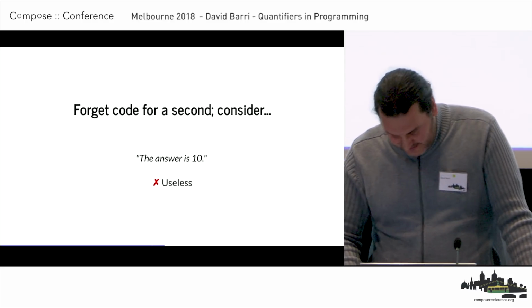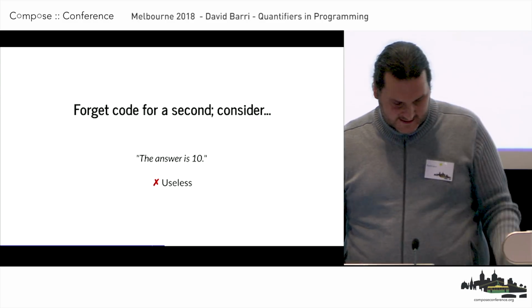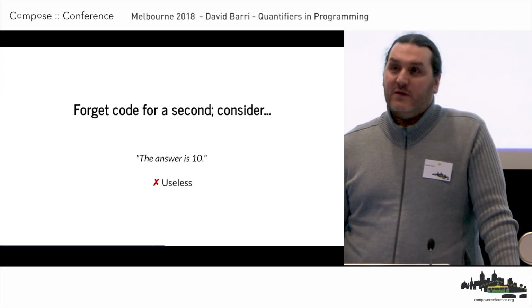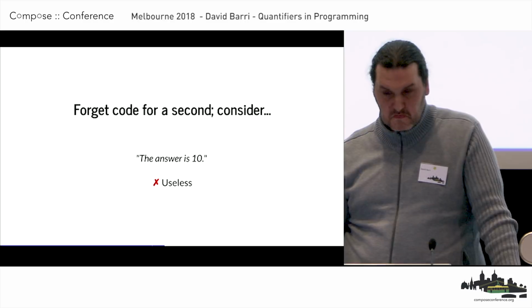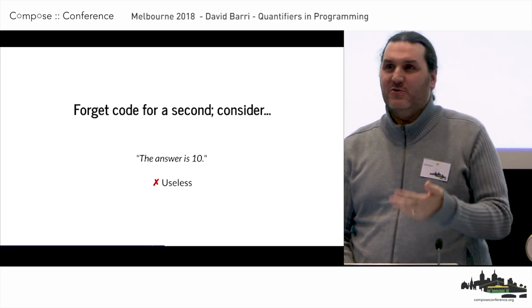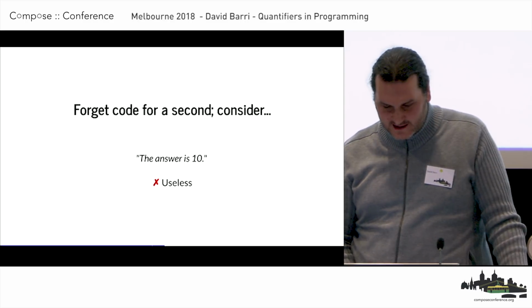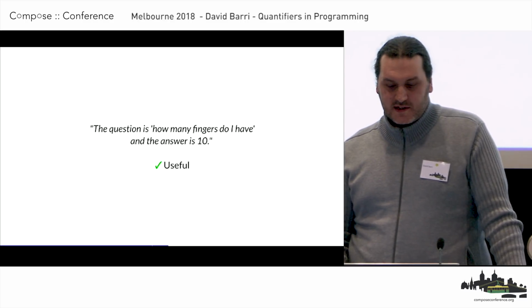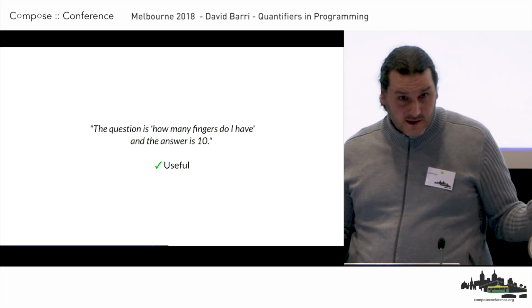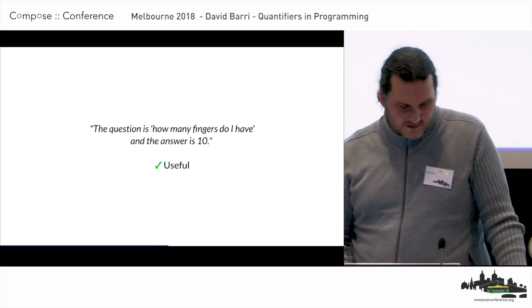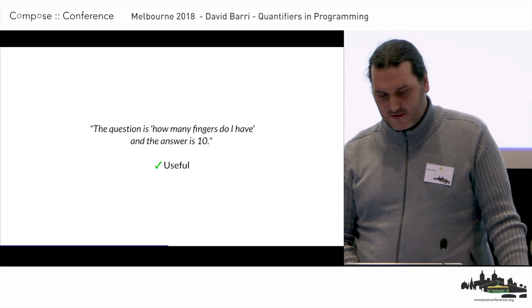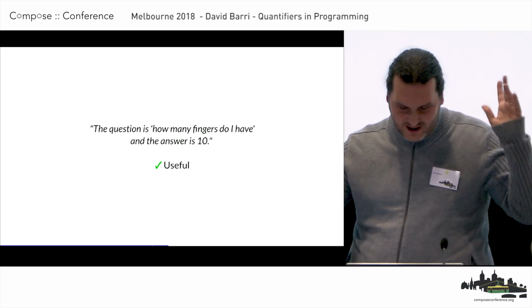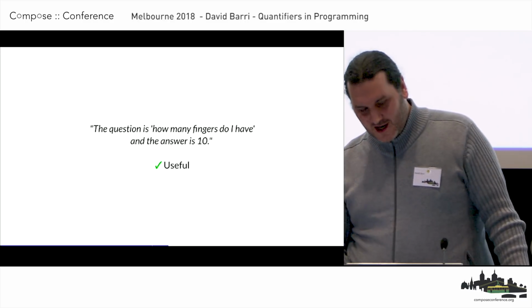So let's step back from code for a little bit. Think about this. Imagine if I told you, hey everyone, the answer's 10. That's completely useless. Nobody's lives have changed by that. Nobody has any new information really. On the other hand, if I said, hey, the question is, how many fingers do I have? And the answer's 10. Suddenly that's useful. Well, it's not really useful, but you knew that. But if you didn't know that, now you know.